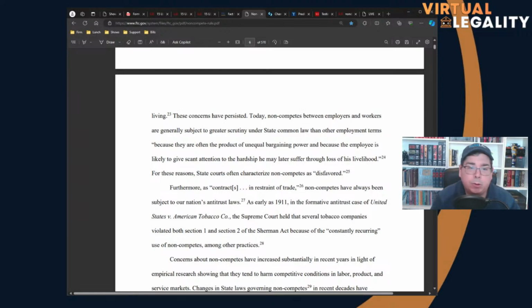Today, non-competes between employers and workers are generally subject to greater scrutiny under state common law than other employment terms because they are often the product of unequal bargaining power and because the employee is likely to give scant attention to the hardship he may later suffer through loss of his livelihood. Now, in fact, I have not noted in either direction that employees give scant attention to the non-solicitation or non-compete provisions in their agreements. These are often the most negotiated things that I deal with, but I'm in a very specific kind of branch of business. I do a lot of startup and tech work, and people are always reading through their offering letters and agreement documents like the ones I showed at the beginning of this video. And so I do think that many folks have greater understanding of what a non-compete could potentially cost them than maybe is thought through by this early court case in the 18th century.